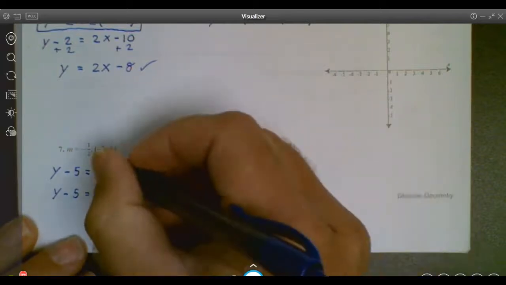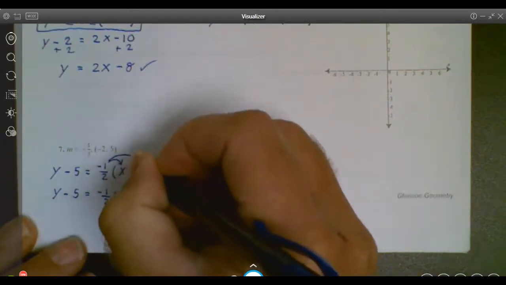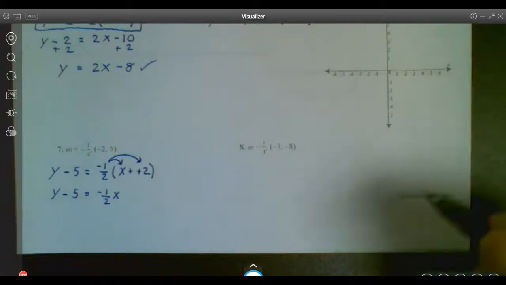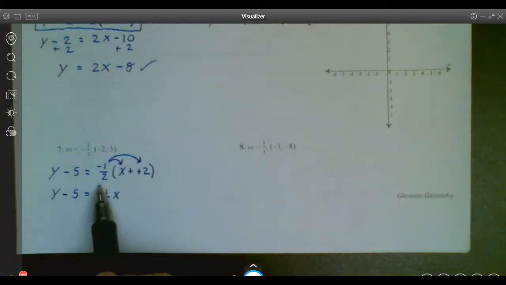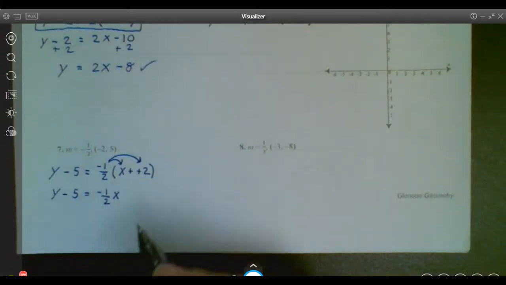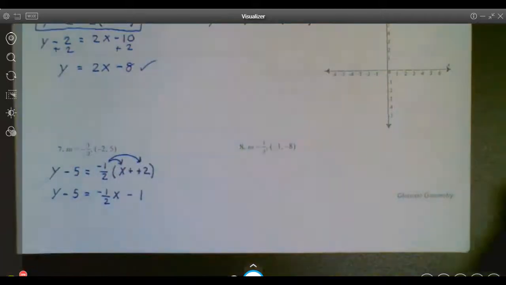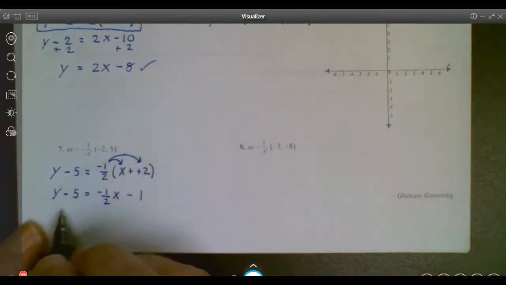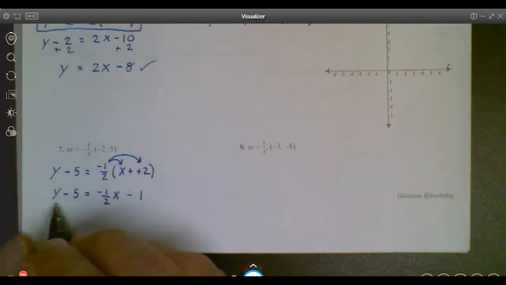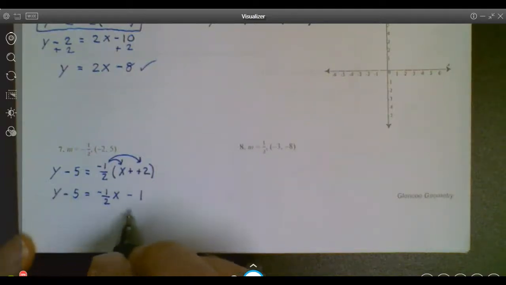And if I distribute it to him, so here's where you've got to do a little math. So if I did -1/2 times 2, what do we get? We get -1. So that's the next step of this. Again, if I wanted to really get this into slope-intercept form, I always need to get y by itself. So I'm going to add 5 over to here.